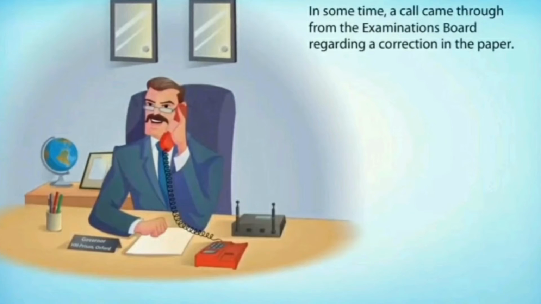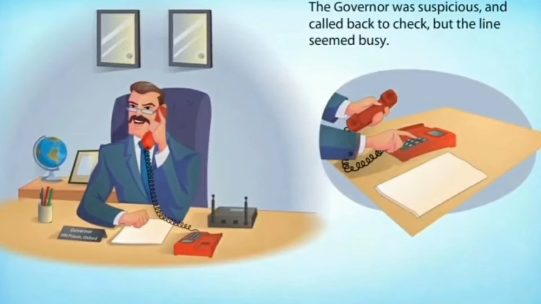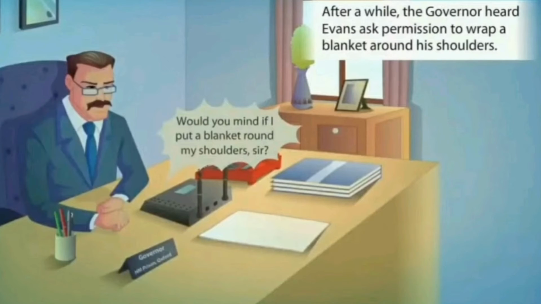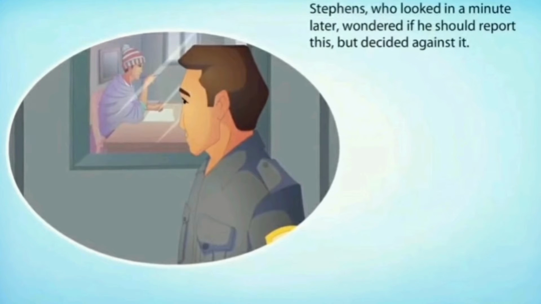In some time, a call came through from the examination board regarding a correction in the paper. The governor was suspicious and called back to check, but the line seemed busy. After a while, the governor heard Evans ask permission to wrap a blanket around his shoulders. Stephens, who looked in a minute later, wondered if he should report this but decided against it.